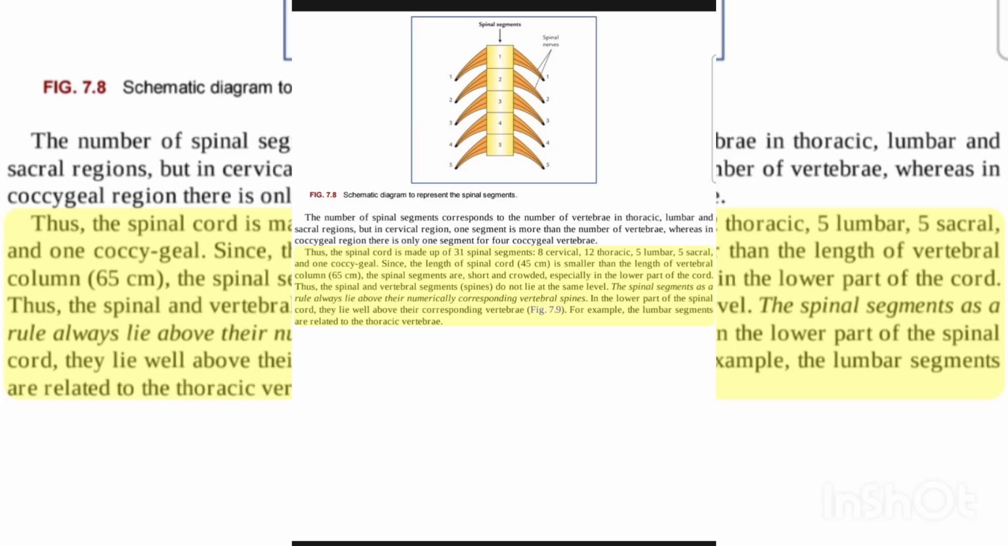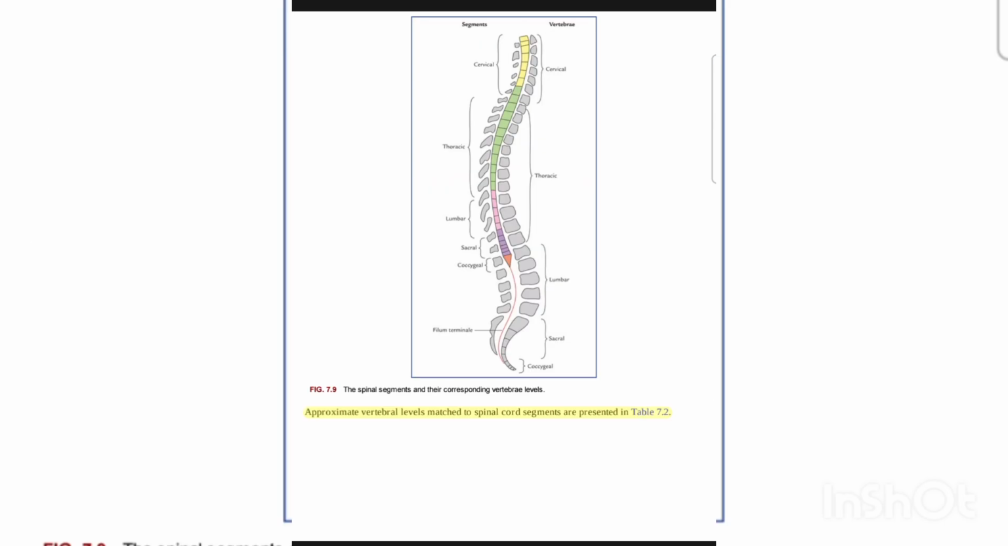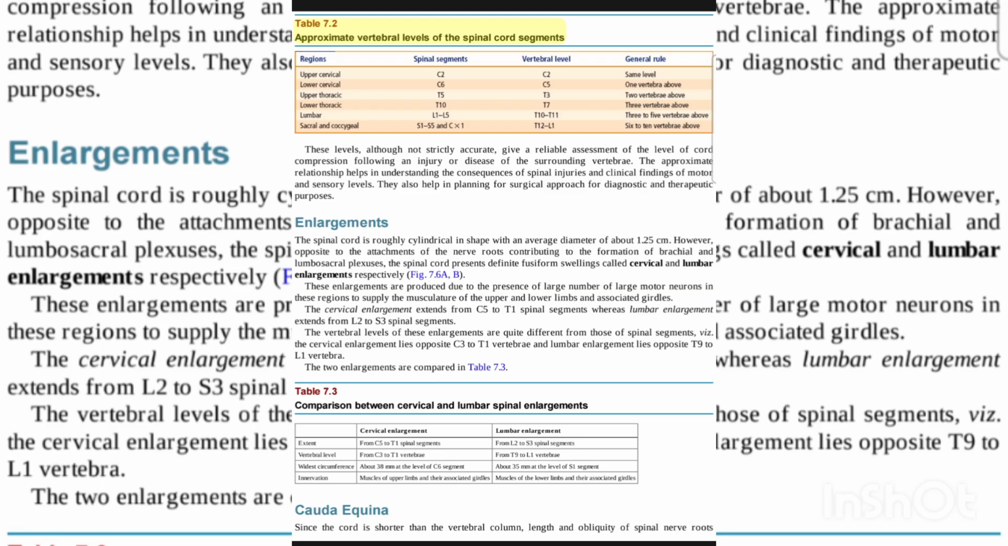Thus, the spinal and vertebral spines do not lie at the same level. The spinal segments as a rule always lie above their numerically corresponding vertebral spines. In the lower part of the spinal cord, they lie well above their corresponding vertebrae, Fig. 7.9. For example, the lumbar segments are related to the thoracic vertebrae. Approximate vertebral levels matched to spinal cord segments, Table 7.2.